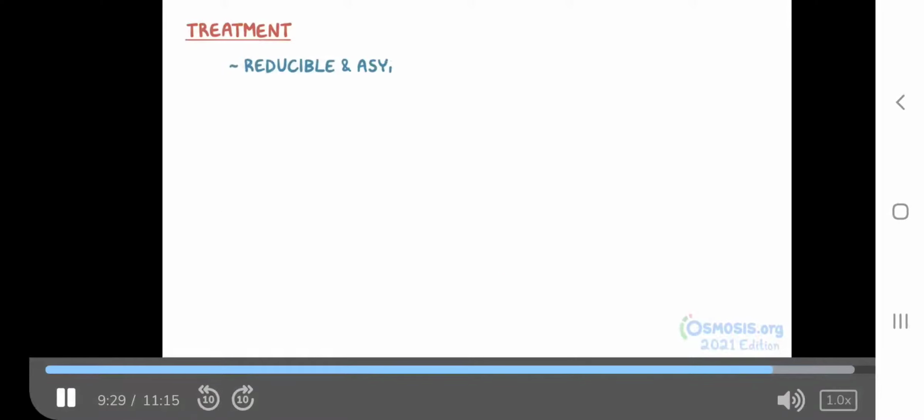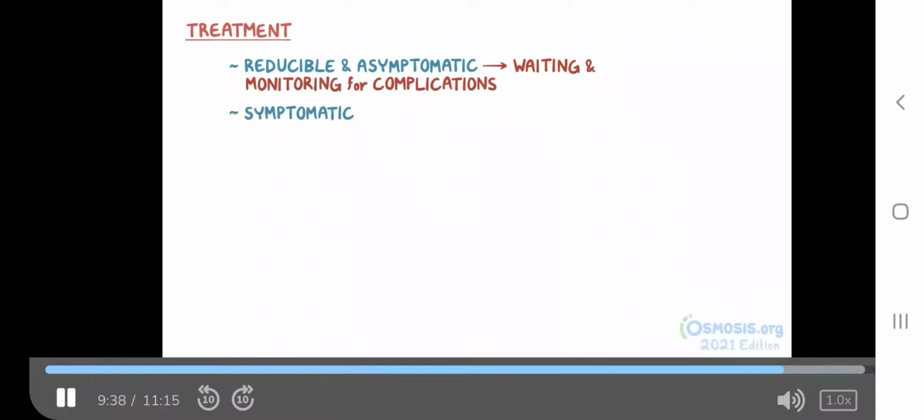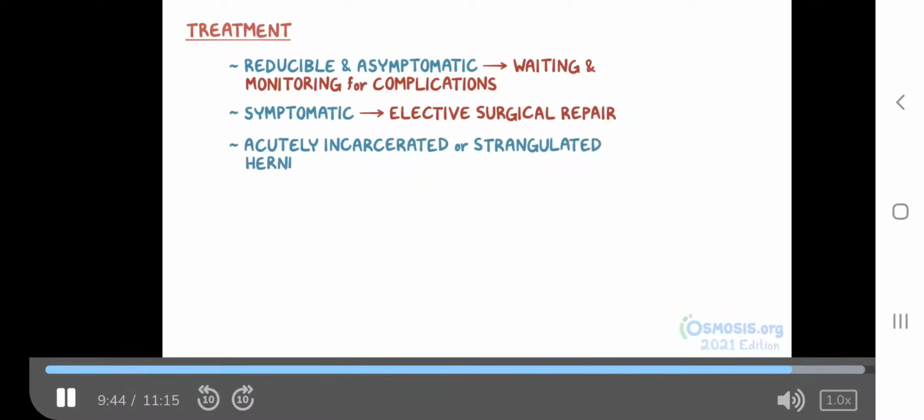Reducible hernias that are asymptomatic can be managed with watchful waiting while monitoring for complications like bowel obstruction or strangulation. Symptomatic hernias can be managed with elective surgical repair. Individuals with an acutely incarcerated or strangulated hernia typically require urgent or emergency surgery depending on the situation.